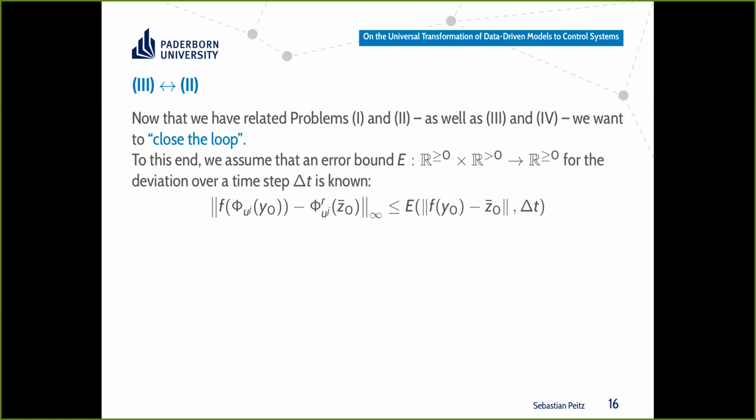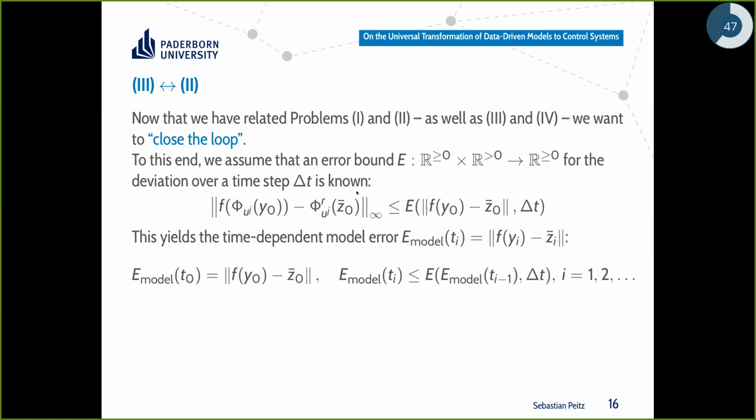Let's say we have a POD-based model, or we have this stochastic linear system where we can bound the error. Let's just say that the difference between the observation of the full system and the prediction of the surrogate system can be bounded by this error E that may, in addition, depend on the difference in the initial condition and the time discretization delta t maybe, but it could also be a constant. So I'm going to assume we have this error bound, and this now yields a time-dependent error E model as a function of t_i. So in the initial condition, we have just the difference between the initial conditions of the two systems, and then this is just a recursive version of how the model error amplifies over time.